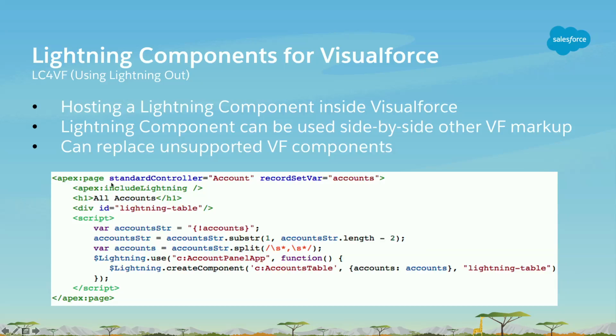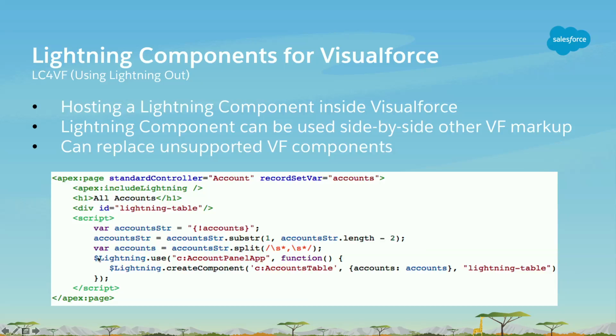But you can see here, there's an apex:includeLightning element that brings in the JavaScript libraries you're going to need to do Lightning Out. And then I've got this empty div. You see it's got an ID of lightning table. And then I've got some JavaScript down here, and the top JavaScript isn't really all that important. Well, it's important for this case, but the really important thing is you have an app.